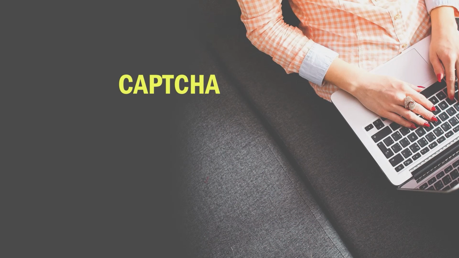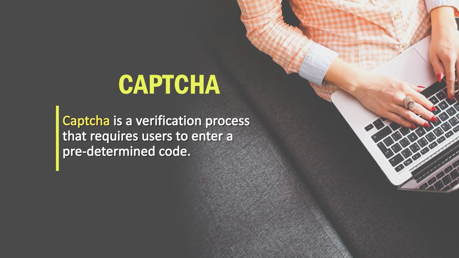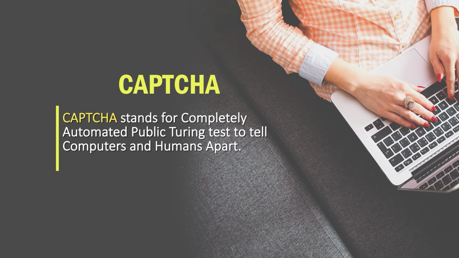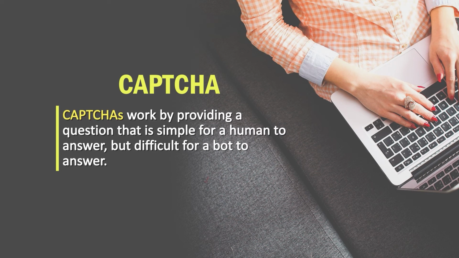Now the CAPTCHA code is there. CAPTCHA code is a verification process that requires users to enter a predetermined code, and CAPTCHA stands for Completely Automated Public Turing Test to tell Computers and Humans Apart. CAPTCHA works by providing a question that is simple for a human to answer but difficult for a bot to answer. Bot means robot, because robots are not going to do that.